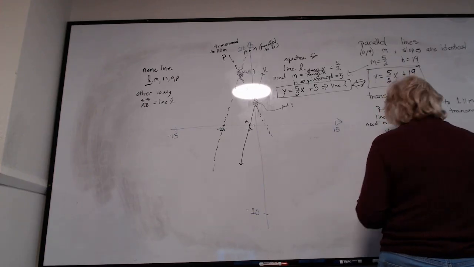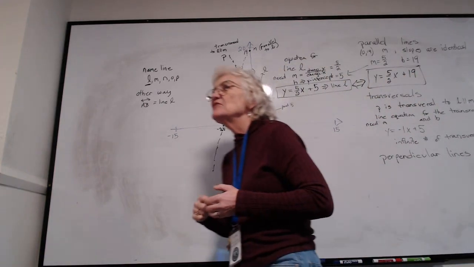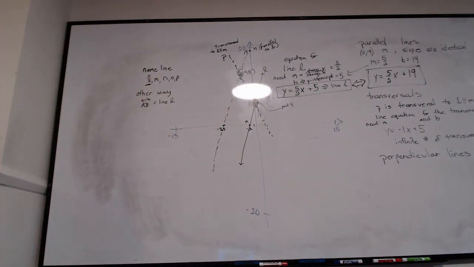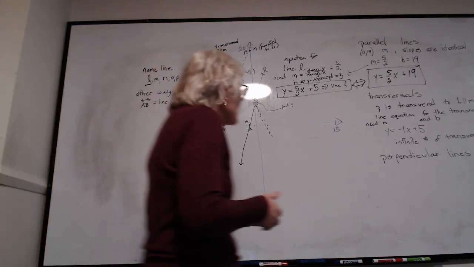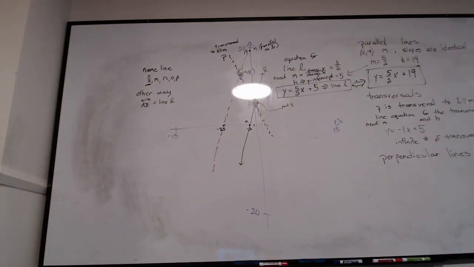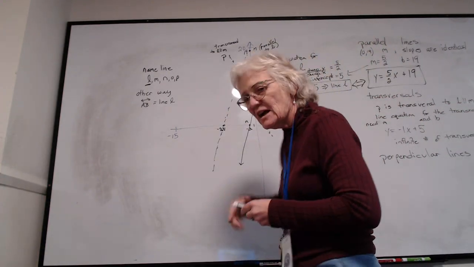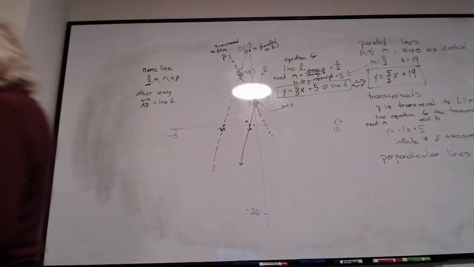Okay, now what we're going to do is we're going to try to find a transversal that is perpendicular to both lines. We want to get a transversal that is perpendicular to both lines. That's what we're looking for. Okay? So does anybody want to tell me how they might draw it so it's perpendicular to both of these lines? We want it to put right angles up there.